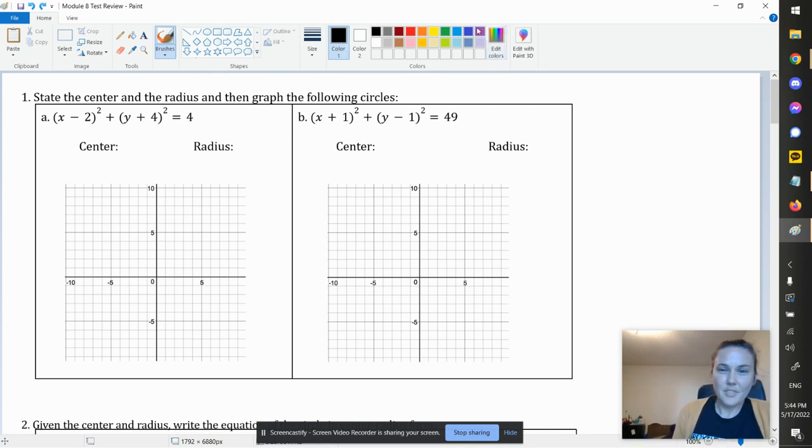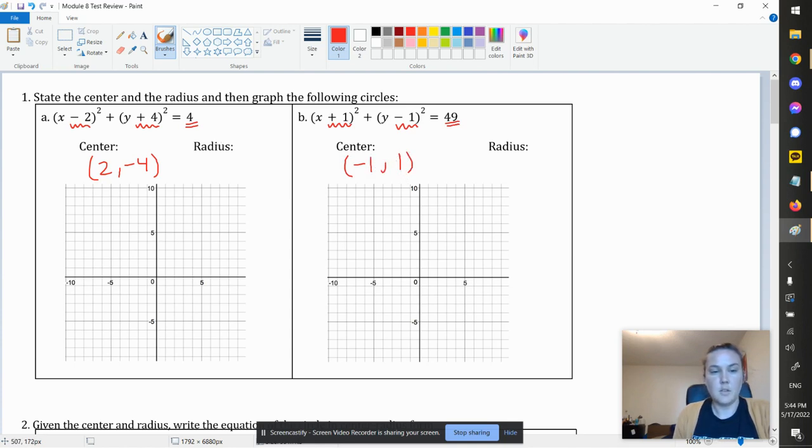Let's get to it. Okay, first question says state the center and the radius, then graph the following circles. For each of these, the radius is the square root of this back number, right? And the center is found by these numbers next to x and y, but we switch their signs. So the center here is 2, -4. The center here is -1, +1. The radius, again, you take the square root. So the radius here is 2, and the radius here is 7. And again, we got that because it's the square root of 4 and the square root of 49.